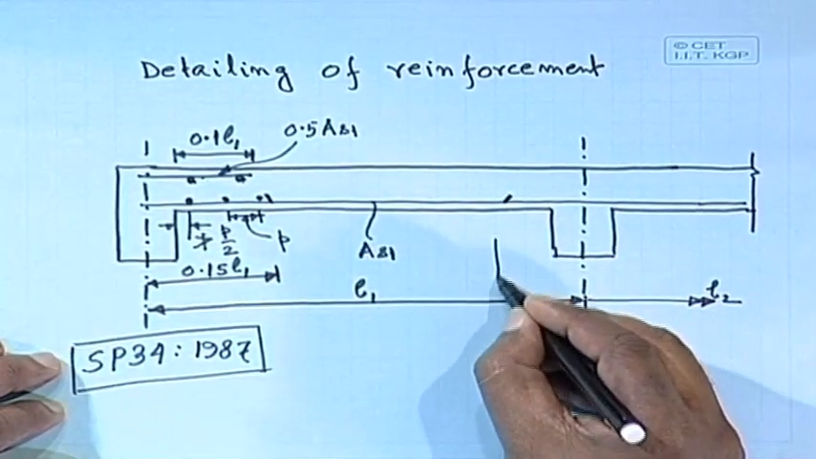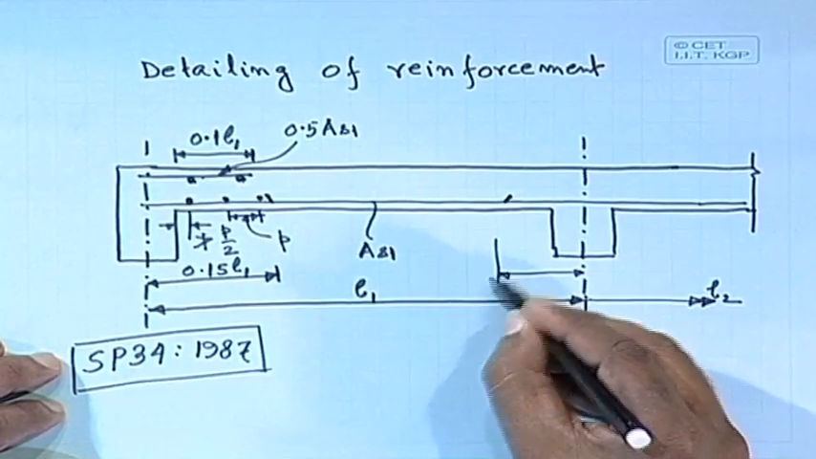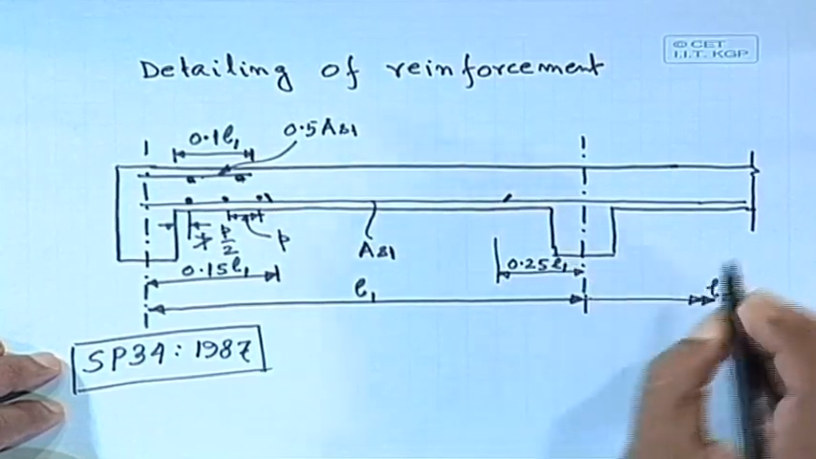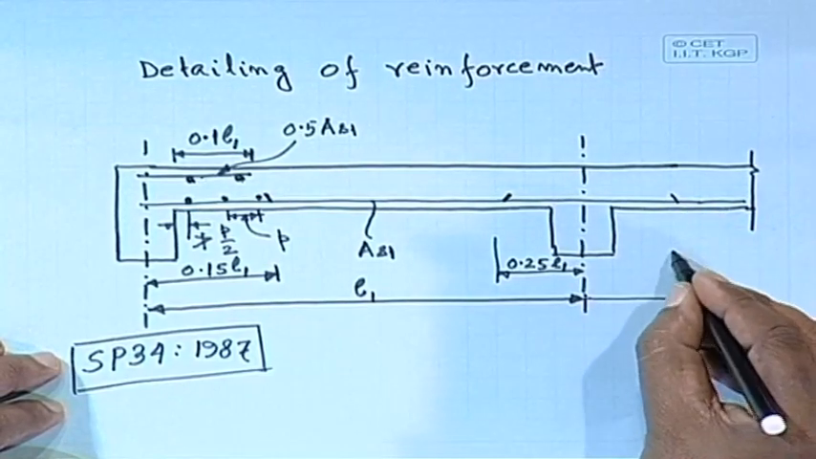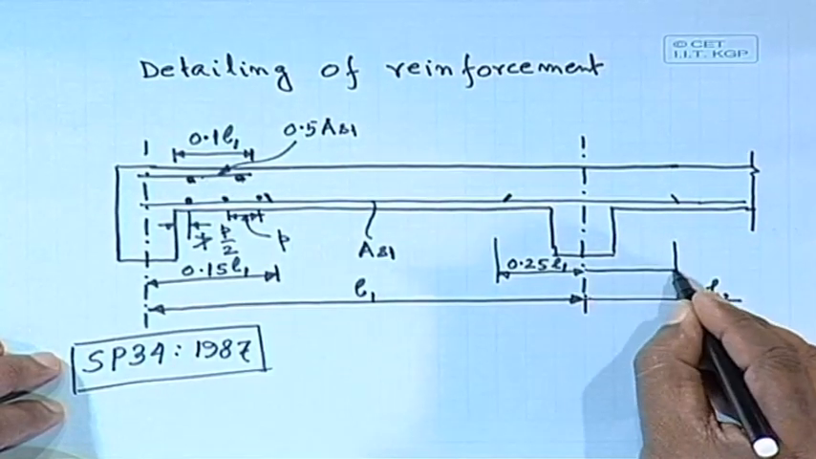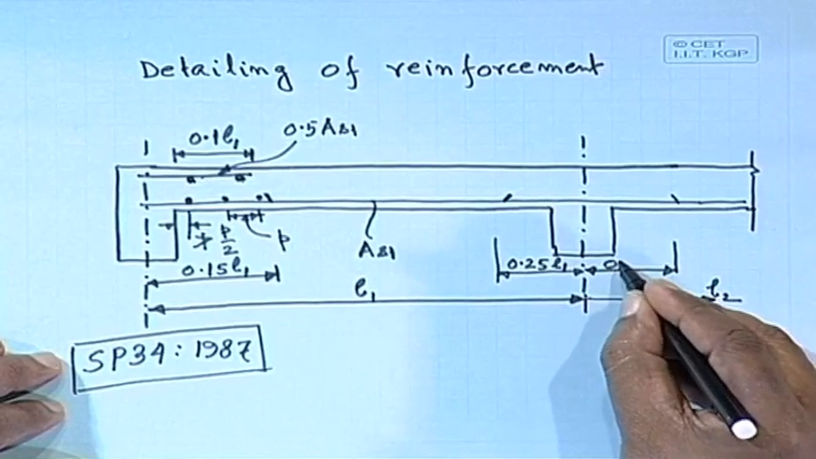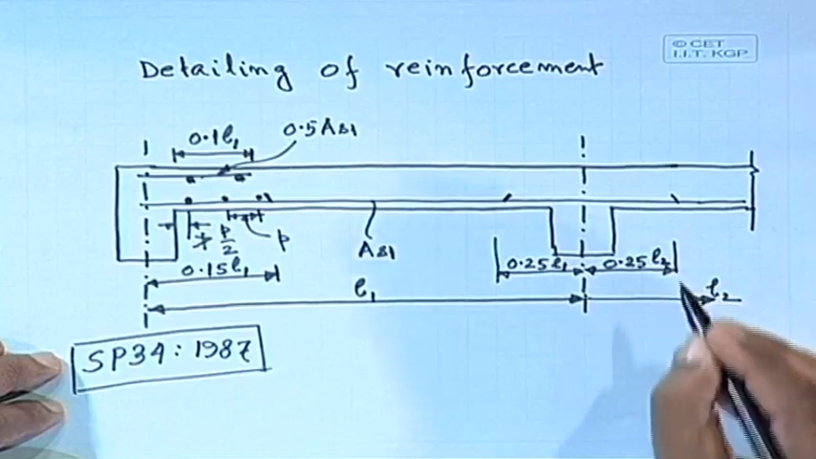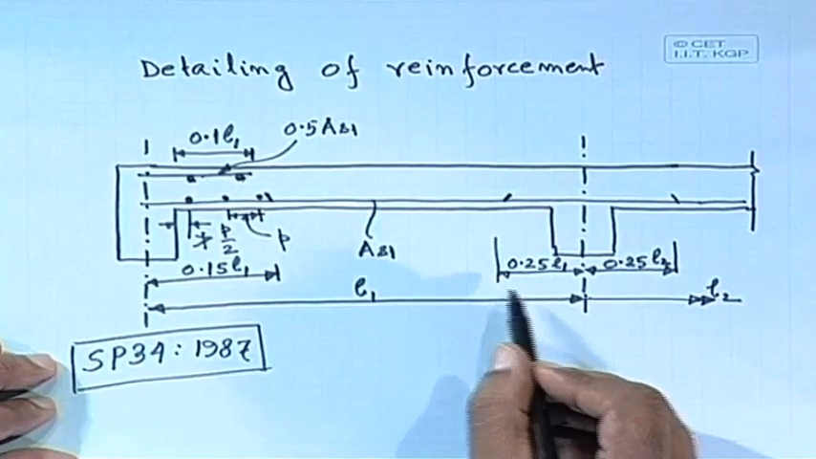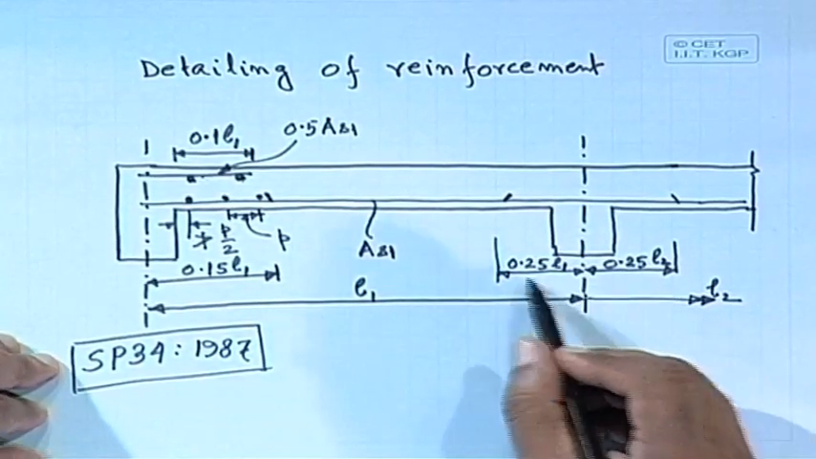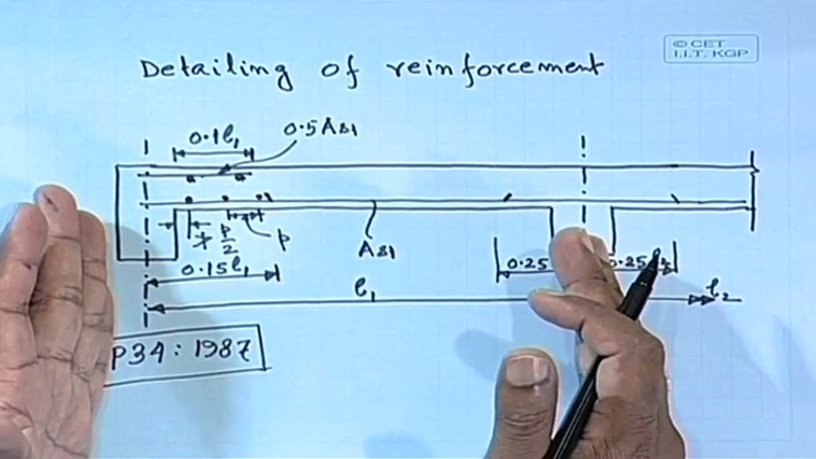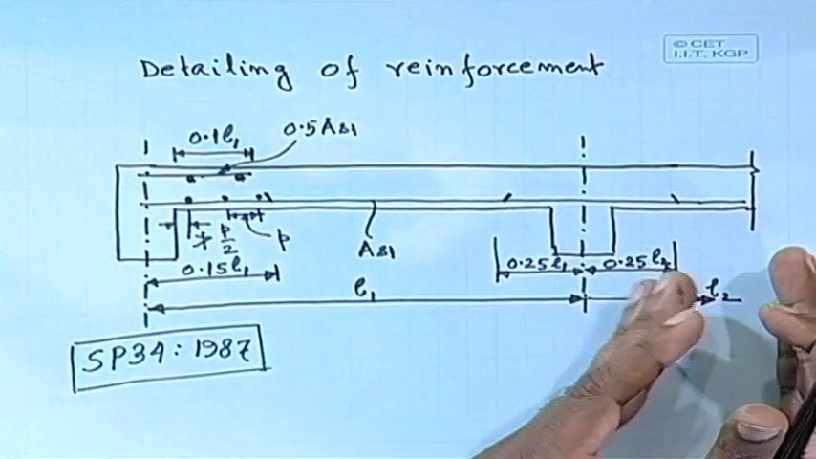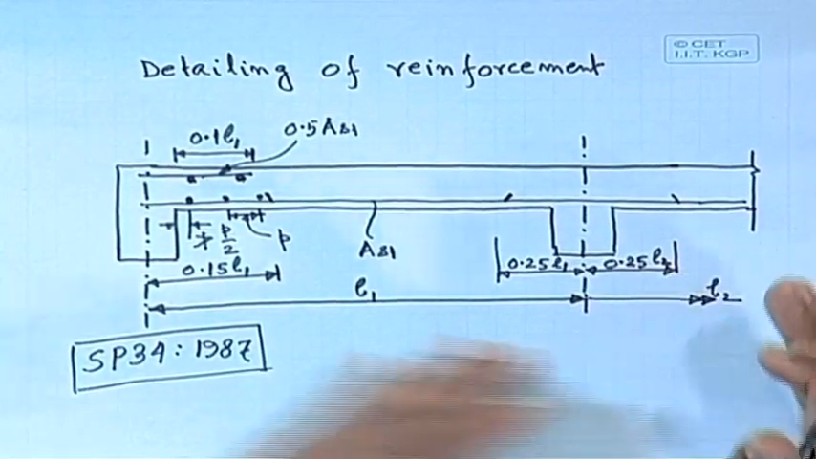This length becomes 0.25 L1, and here what about this length? This length will be equal to 0.25 L2. So, one side it will be 0.25 L1, the other side is 0.25 L2. Because we are talking about this span, it is 25% of the length, and on the other side the span L2 is different, so it will be 25% of that.